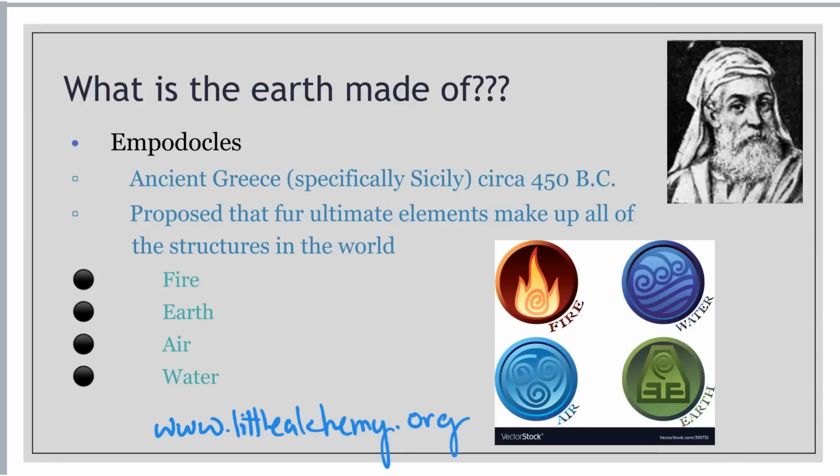Before we talk about the modern day atom, we did have some early philosophers who came up with some pretty cool ideas themselves. One of them is Empedocles, and about 2,500 years ago, he came up with the idea that everything on Earth could be described with four elements: fire, earth, air, and water. And they come in different proportions.